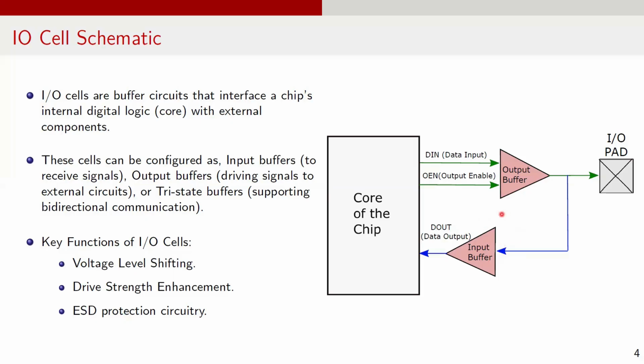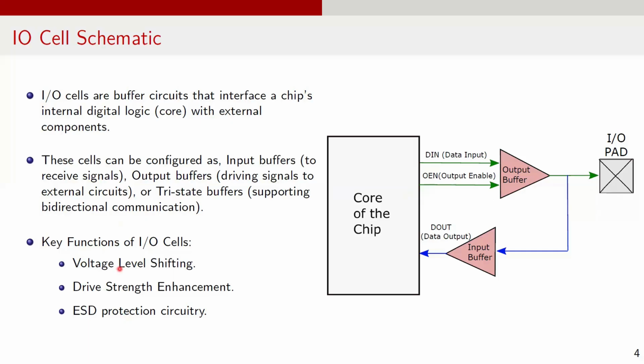The diagram here illustrates a bidirectional I/O buffer. The blue path shows the input buffer sending signals from the I/O pad to the chip's core, and the green path shows the output driver transmitting signals from the core to the I/O pad.